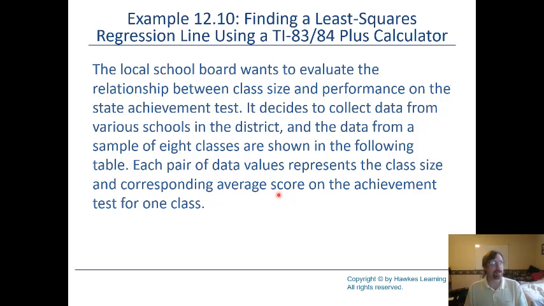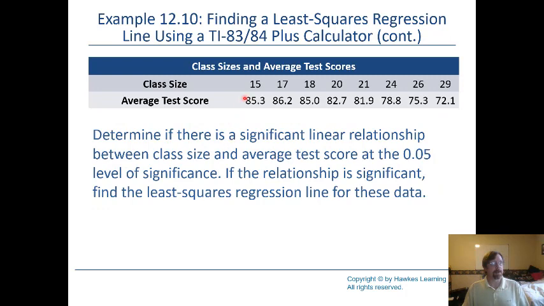So if we're looking at, the school board is looking at the relationship between class size and performance on state tests. So it's collected data from various schools around the district, and we're looking at 8 classes. Each pair represents class size and corresponding average score on the achievement test. So we've got our 8 classes, there's class size, and the class's average test score. So we're looking to see if there's a significant linear relationship between the test score and the class size at the 0.05 level of significance.